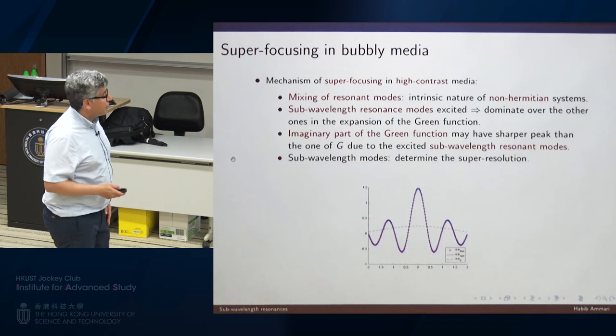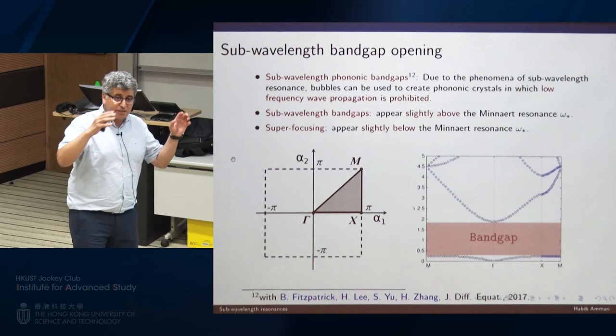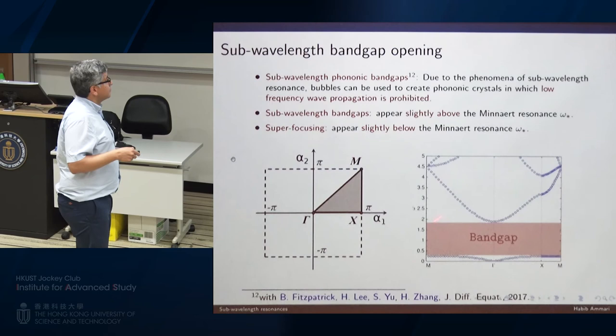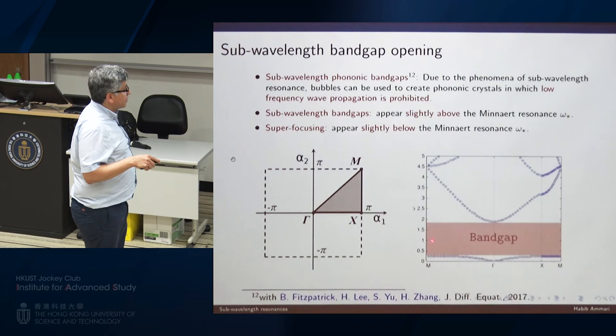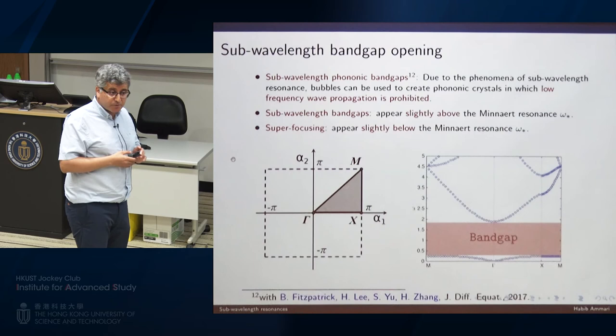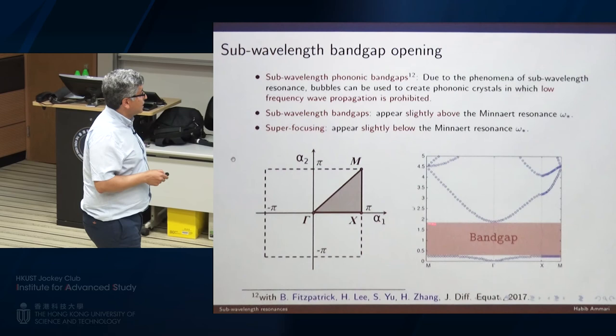Okay. Now, instead of an arbitrary distribution, you make it like a crystal. These bubbles, you make a crystal of bubbles. And what can you prove? You can prove that there is a band gap. This band gap is subwavelength. So this crystal of bubbles can prohibit waves with low frequency from propagating. It's great. And the maximum is attained at this M point.